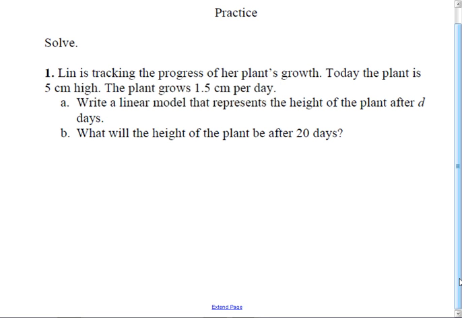Lynn is tracking the progress of her plant's growth. How more appropriate than to talk about plants' growth today, because we should be planting things in the snow. Today the plant is 5 centimeters high. Okay. So today the plant, here's my plant. Actually, I'm a pretty good artist, but anyway, this is 5 centimeters. And then the plant is growing 1.5 centimeters per day.